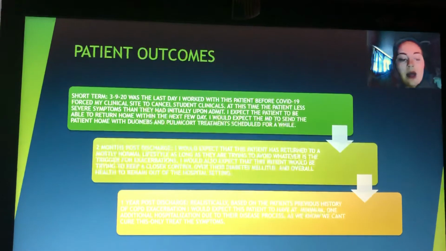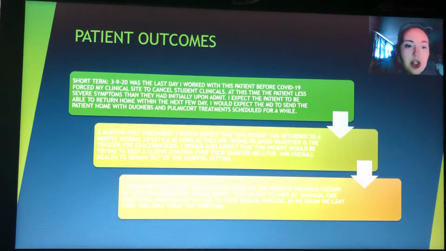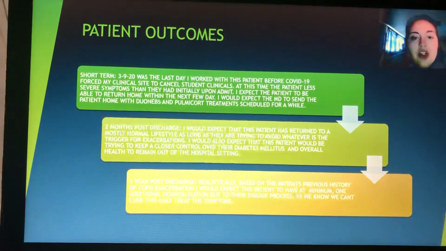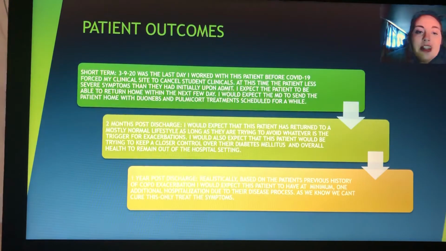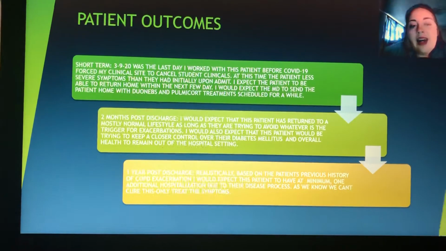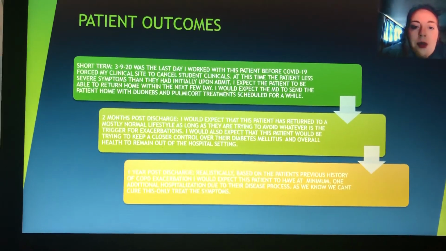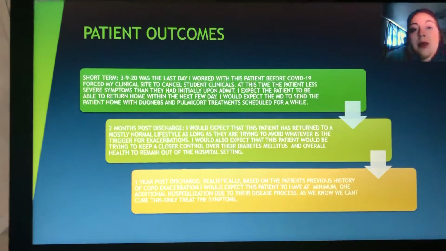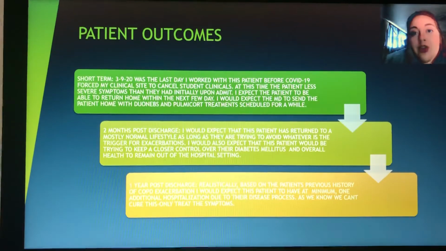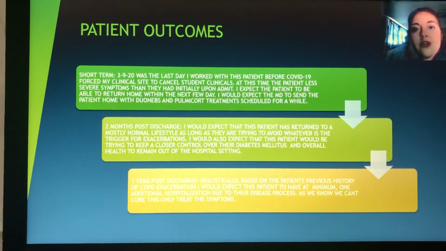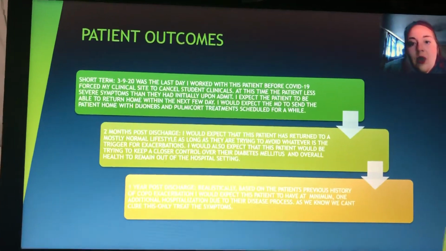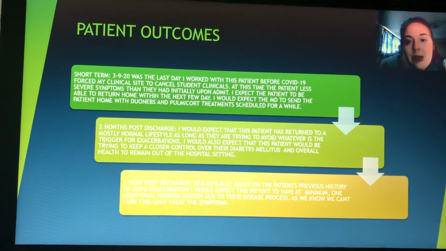So looking at patient outcomes, short term, the last day I worked was the 9th day of March, and that was because of COVID-19 forcing my clinical site to cancel student clinicals. So at that time, I noted that the patient was much less symptomatic than they were upon admission. So I expected that the patient would probably be sent home within the next few days with the continued orders for DuoNeb and Pulmicort, and also the information the patient needed to continue the CPT at home to keep loosening those secretions from the airways.